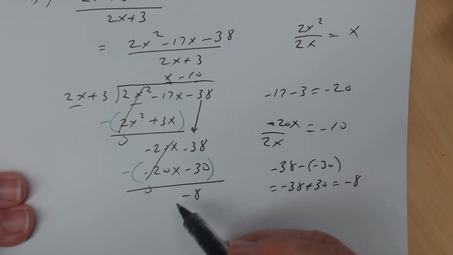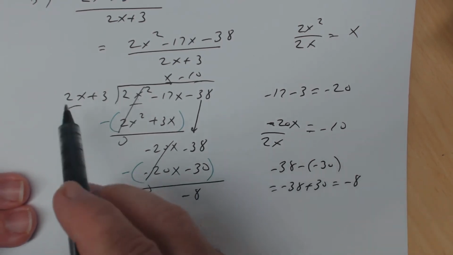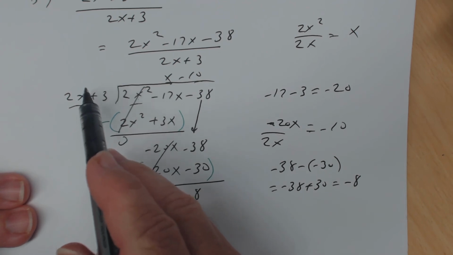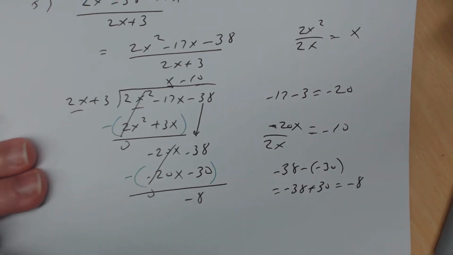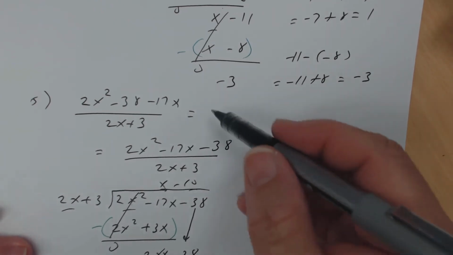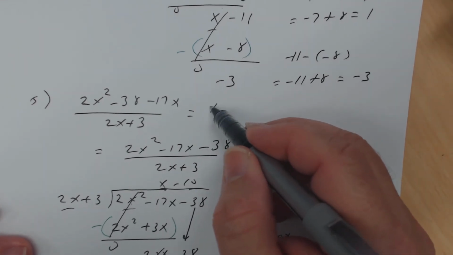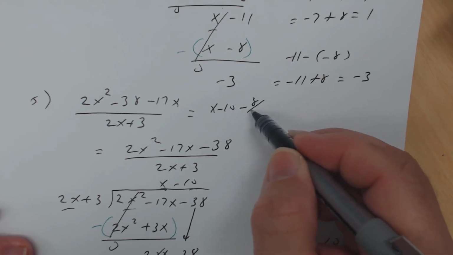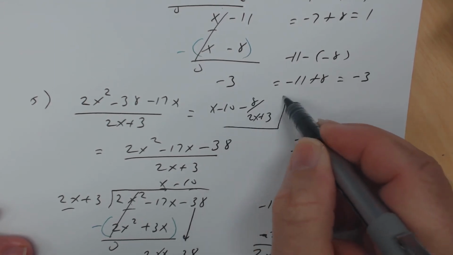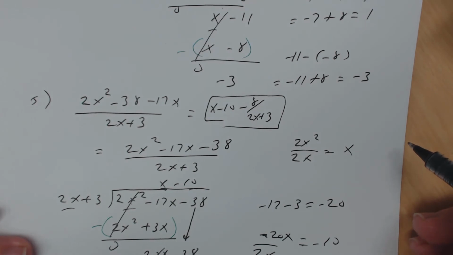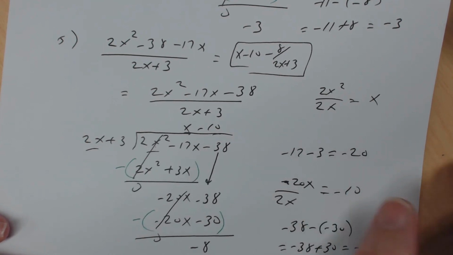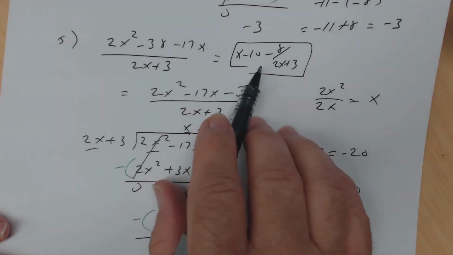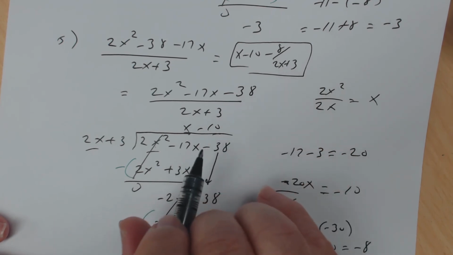And so the degree of the remainder, a constant, is 0, and the degree of this divisor, x to the first, is 1, so you stop. The degree of the remainder is less than the degree of the divisor. So the answer here would be x minus 10 minus 8 divided by 2x plus 3. Okay, that's your answer. Remember, it's your quotient plus the remainder divided by the divisor.